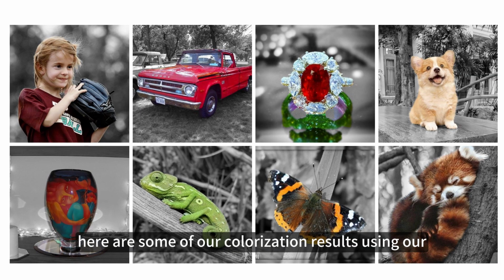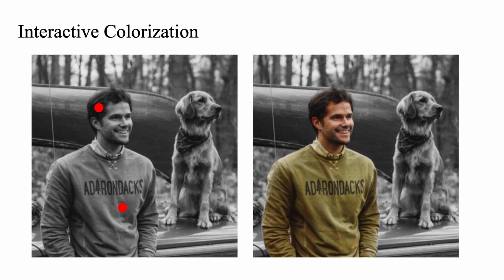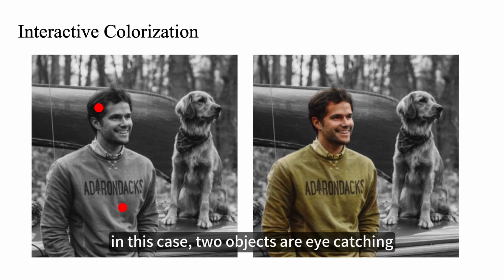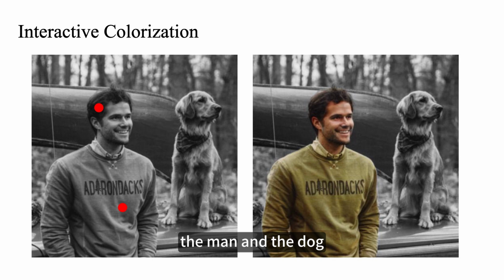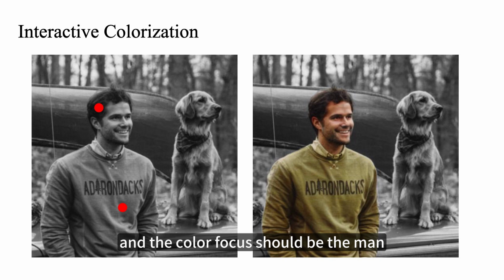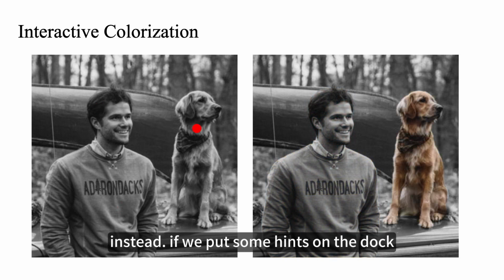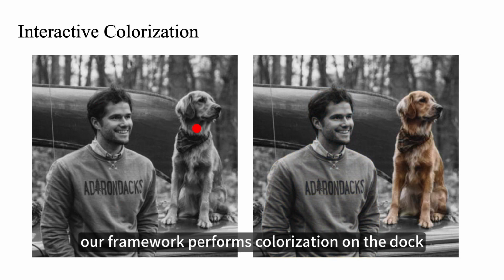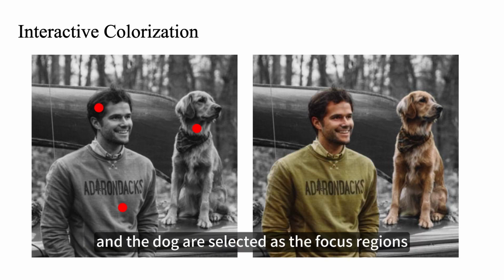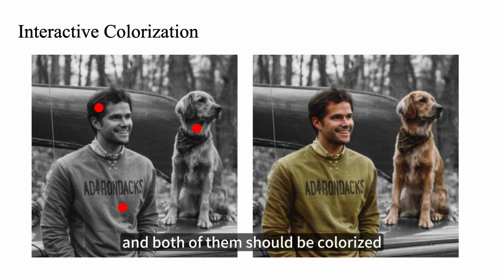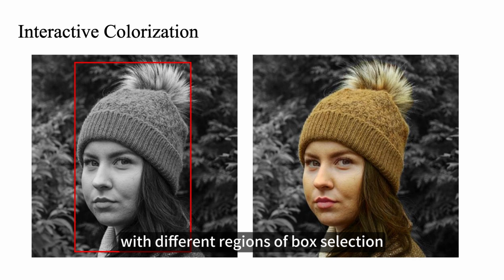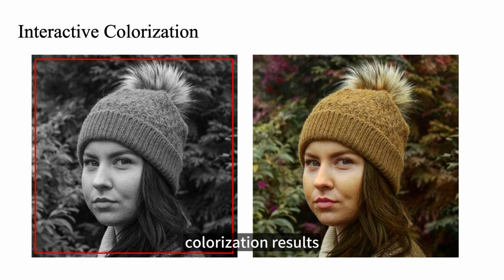Here are some of our colorization results using our Supercolor framework. Our approach supports interactive colorization with different types of user inputs. In this case, 2 objects are eye-catching, the man and the dog. We allow users to add some hints on the target color focus regions, and the color focus should be the man. Instead, if we put some hints on the dog, our framework performs colorization on the dog. And we also support multiple region selection. Both the man and the dog are selected as the focus regions, and both of them should be colorized. Box selection is supported as well. With different regions of box selection, our approach could generate different colorization results.